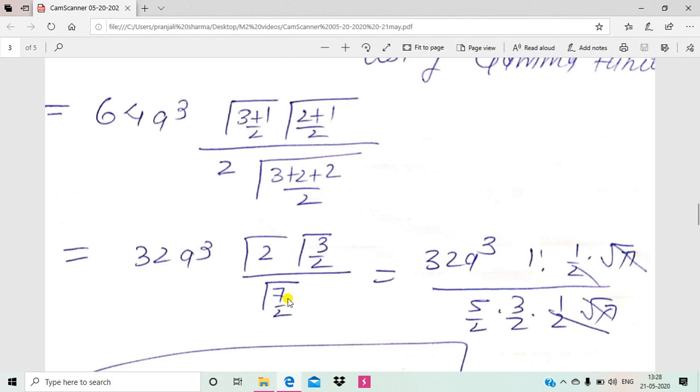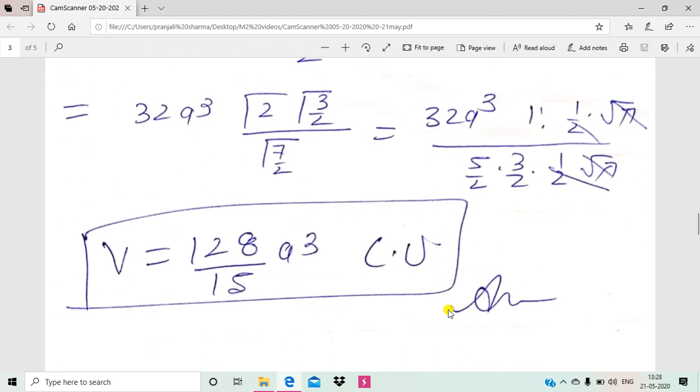So by using the formula of the gamma function, it will be 32a cube into gamma of n. When n is an integer, it will be factorial n minus 1. So gamma function of 2 will be factorial 1, and 3 by 2 can be calculated as 1 by 2 root pi, and gamma function of 7 by 2 will be 5 by 2, 3 by 2, 1 by 2 root pi. So we can cancel 1 by 2 root pi, and finally this 4 will be multiplied by 32, so it will be 128 a cube by 15 cubic units. Since it's a volume, its unit must be cubic units. So the final volume is 128 upon 15 a cube cubic units.